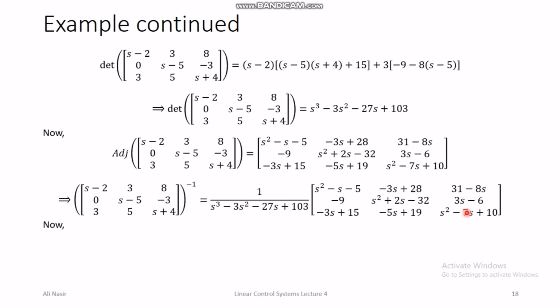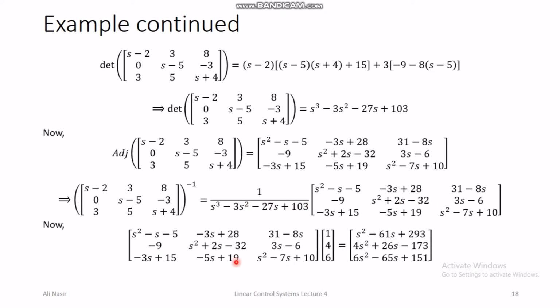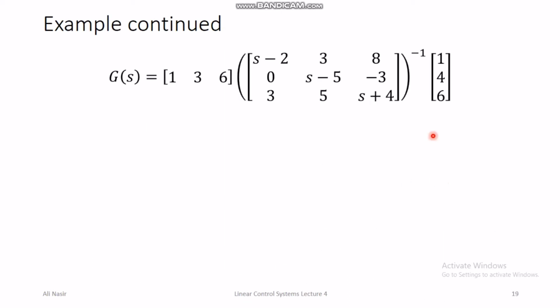And now if you look, we just multiplied this adjoint with the B matrix here, 1 4 6, and then we get this matrix here. So this was our original equation, sI minus A inverse into B, and here is C into sI minus A inverse into B.